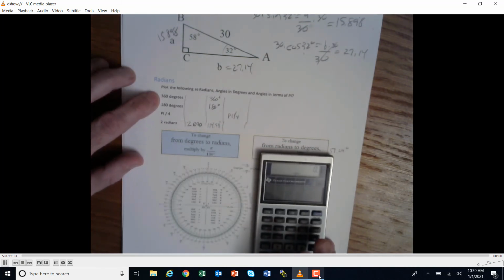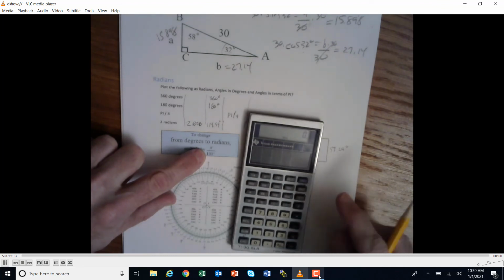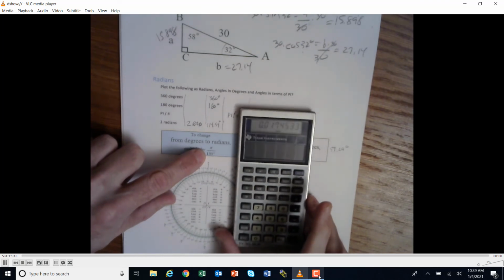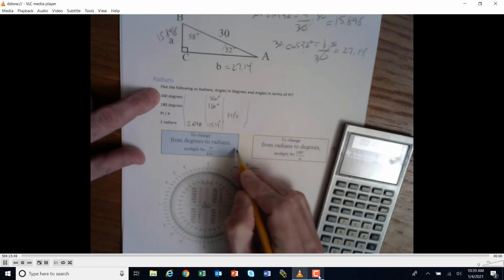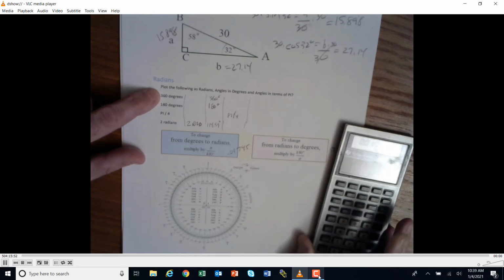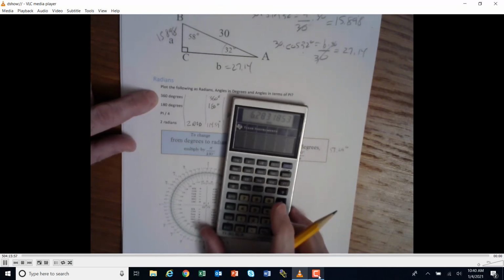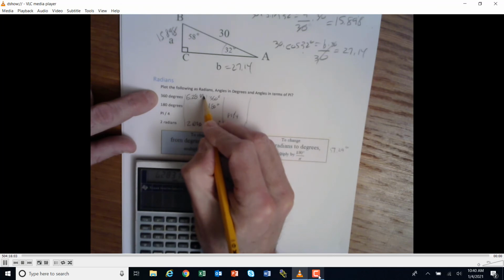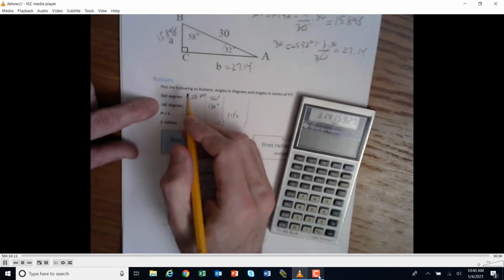Let's work back here. 360 degrees, to get radians from degrees, we take the opposite of that. We take pi divided by 180, and we get 0.0174, or 0.01745. We multiply that by 360, and we get 6.28. So this is 6.28 radians. 180 is obviously half of that, so to divide that by 2, I get 3.14 radians.